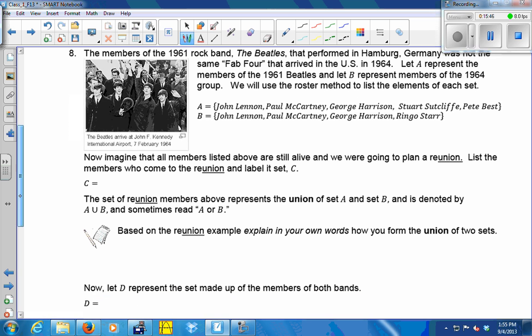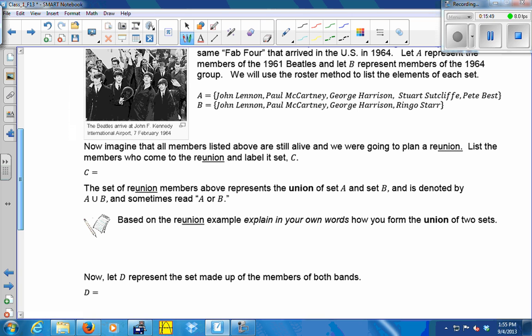So now imagine that all the members listed above are still alive and we're going to plan a reunion. List the members who would come to the reunion and label it set C. All of them, yeah. So we would just write them out. I'm going to put initials to save myself a little time here. All of them would come to the reunion. So when you union 2 sets, think of it as a reunion. Everybody comes. But you don't have to list John Lennon twice, right? He's there. You don't have to put him in the curly brackets twice.